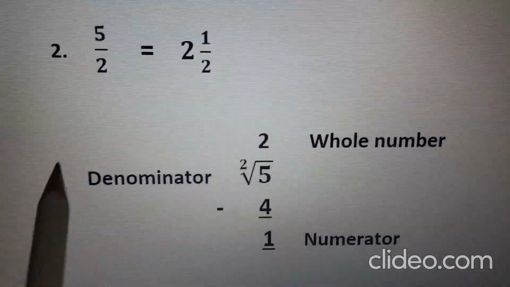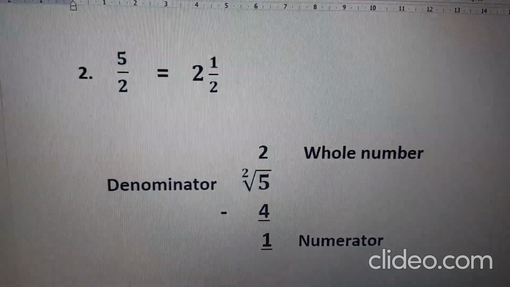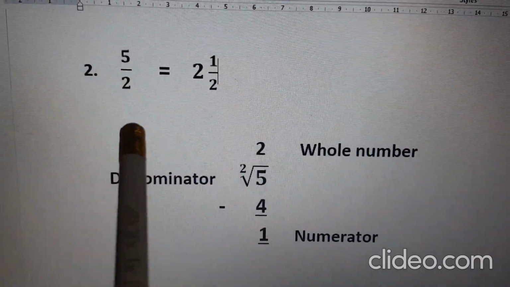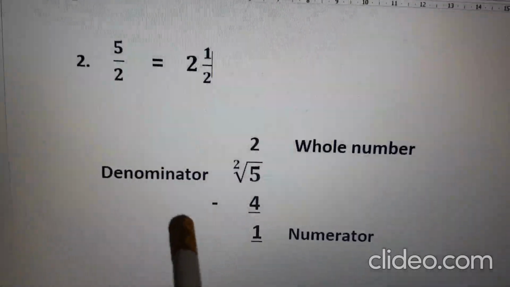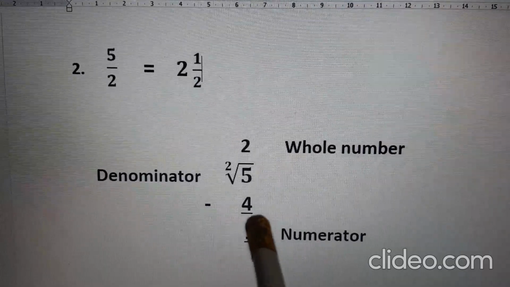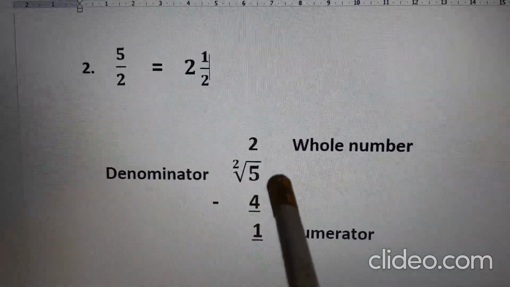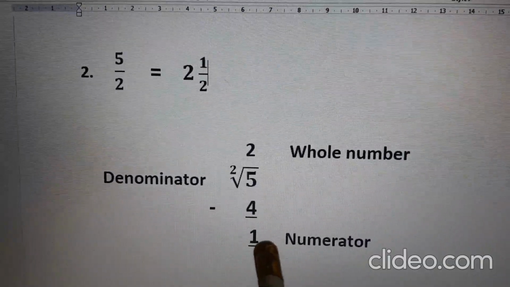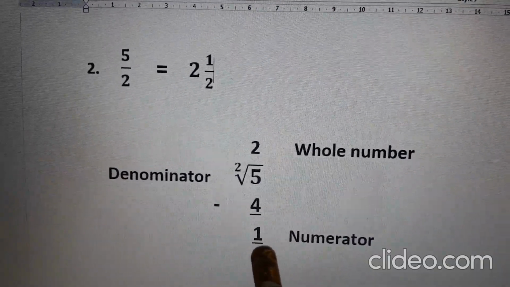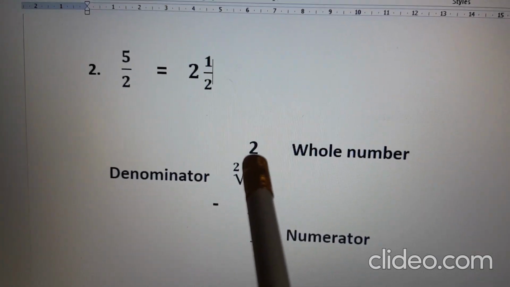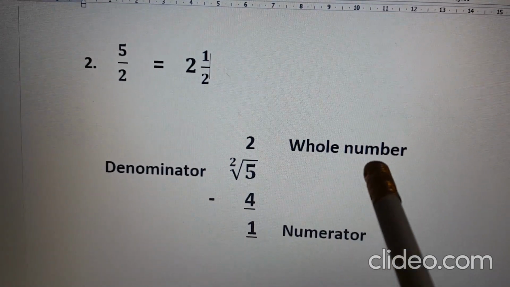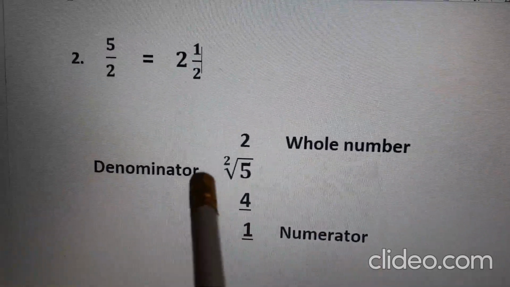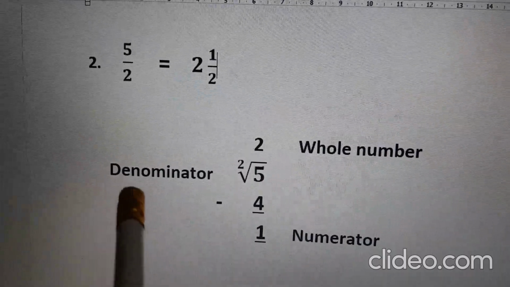Now second part is 5/2. Here numerator is 5 and denominator is 2. 5/2 is improper fraction. Again same method we will do. We will divide 5 by 2. So 2 twos are 4. 1 is remainder. So quotient is 2 which will become whole number. 1 is remainder which will become numerator and 2 is divisor which will become denominator.